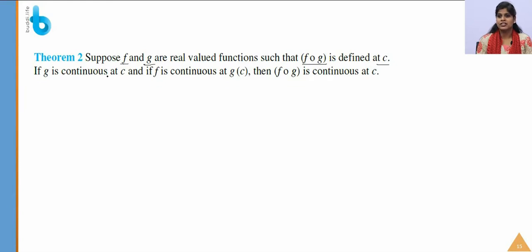If g is continuous at c and f is continuous at g of c, then f composite g is continuous at c. That is, the composition of the functions is also continuous. Okay, based on that we will see an example problem now.